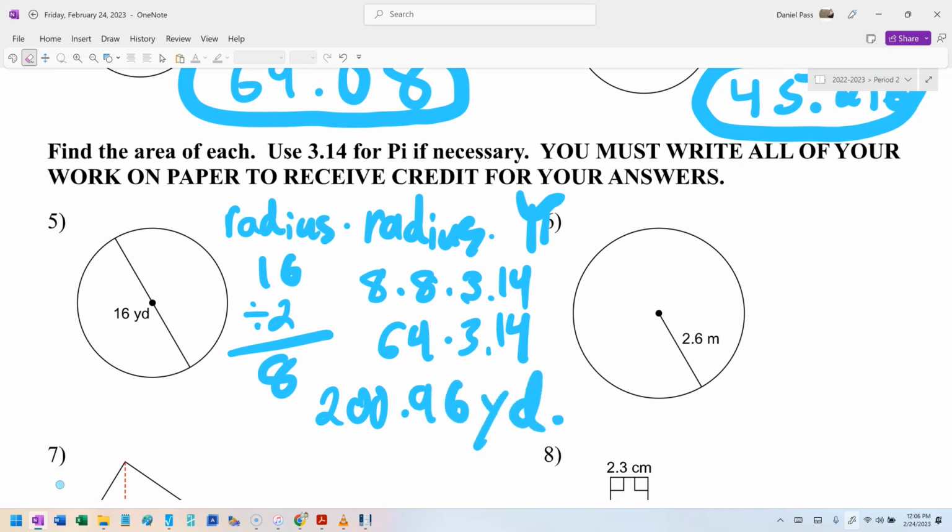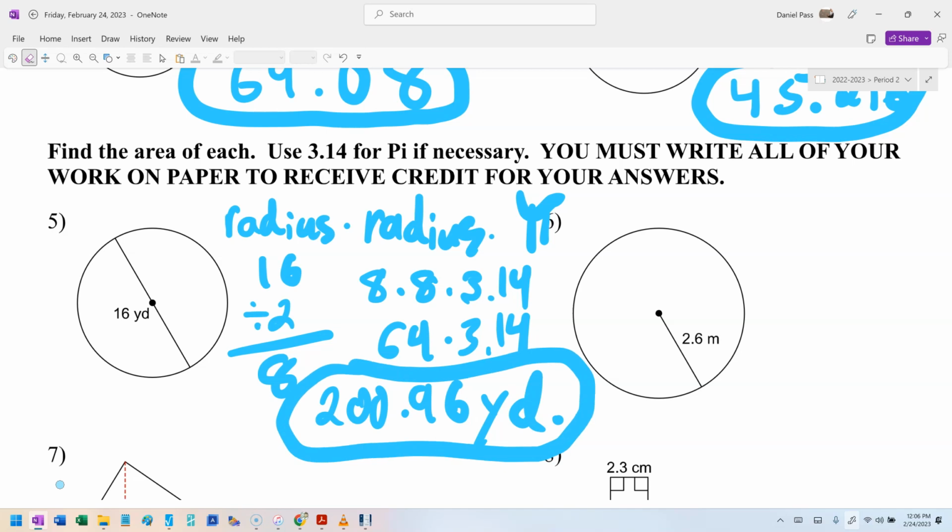200.96 yards. Okay. On our Google form, though, on our quiz, you're going to just type in the number.